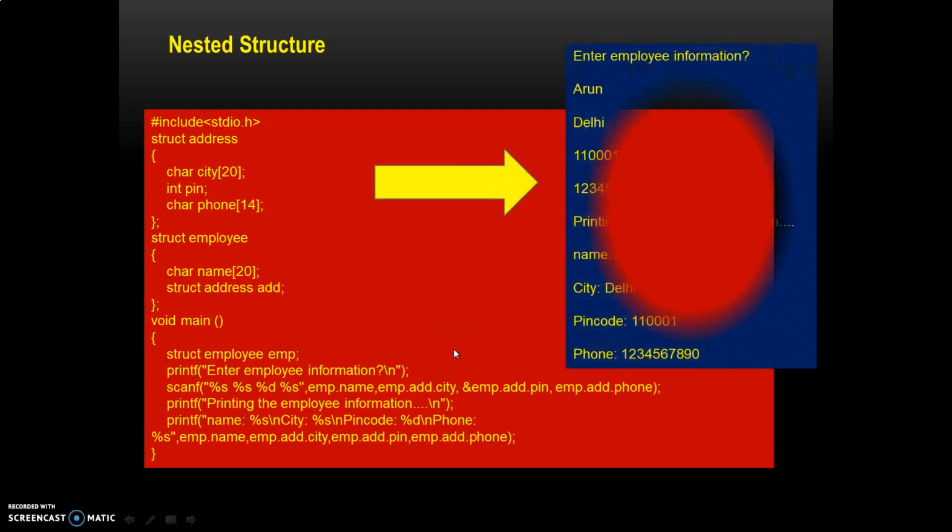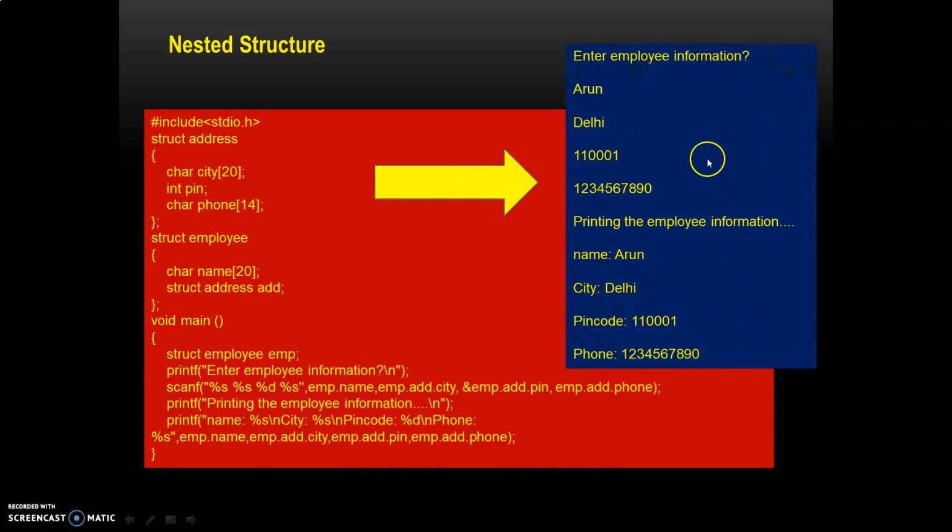The output looks like, enter the employee information, as they have asked. Here I gave Arun. Printf enter the employee information. Then they are asking for scanf with percent s, percent s, percent d, percent d. Four entities will be there. The first one is emp.name, so I am placing one name, Arun. Second one is emp.add.city, it is Delhi. Third one is employee.add.pin, and fourth one is the phone number given here.